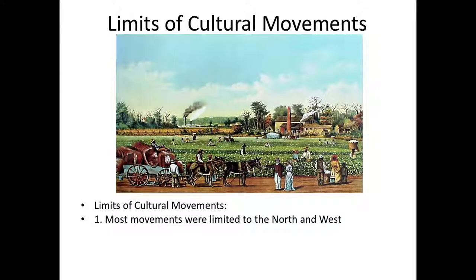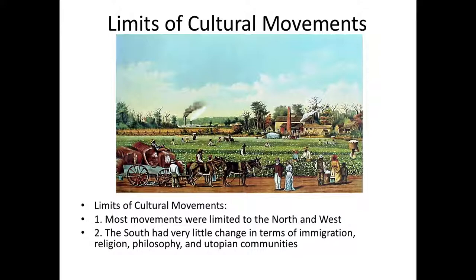Okay, so number 1, the upper left section of this chart: most movements were limited to the northern part of the country or the western part of the country. And in the case of the Mormons, the very far western part of the country, which would have been Utah, which wasn't even part of the country at the time they went out there. But let me condense. Most of the movements were limited to the north and to the west.